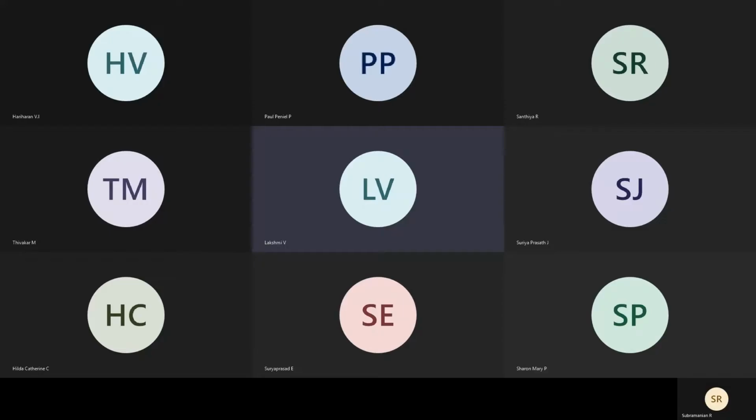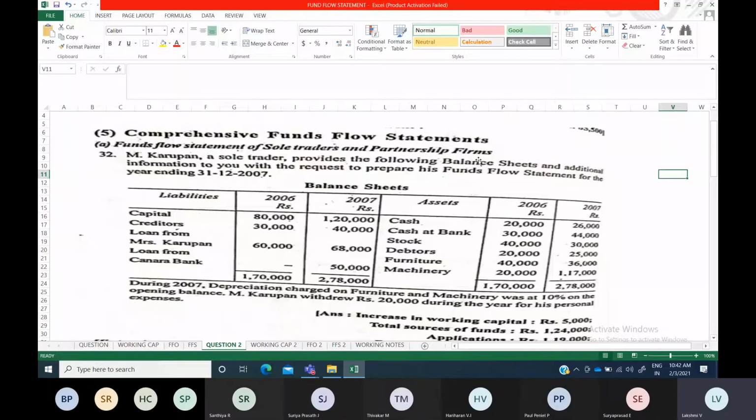We are going to prepare your fund flow statement in case of a sole trader business. That only we are going to discuss right now. The problem which we discussed earlier belongs to the joint stock companies, how they have to prepare the fund flow statement.